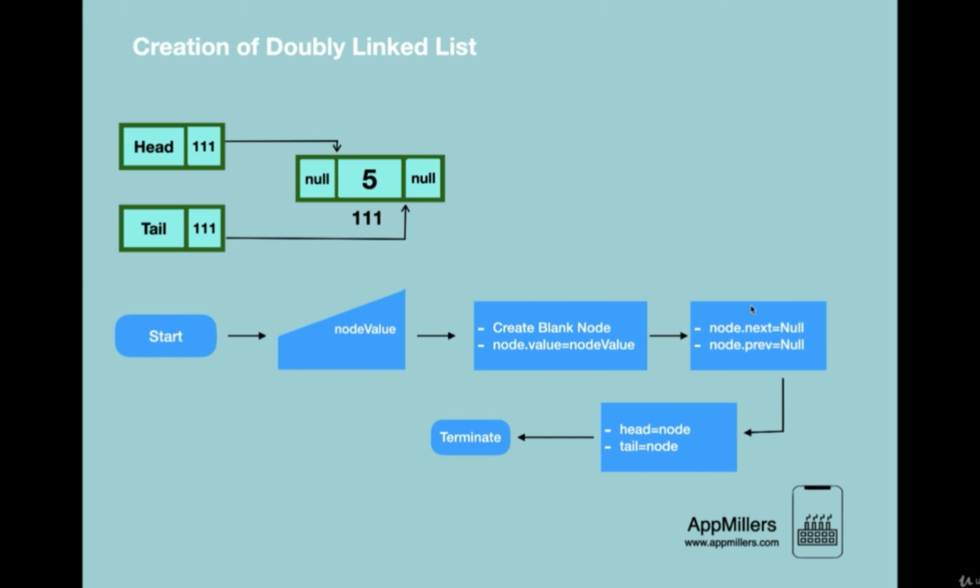So after setting these references to null, we need to create a link between head and this node and tail and this node. So in the next step, we are setting head to this node and tail to this node. Then after doing this step, we terminate our algorithm. So the creation of double linked list is completed. Now let's switch to Visual Studio Code and create double linked list in practice.